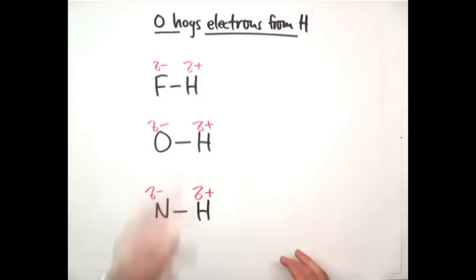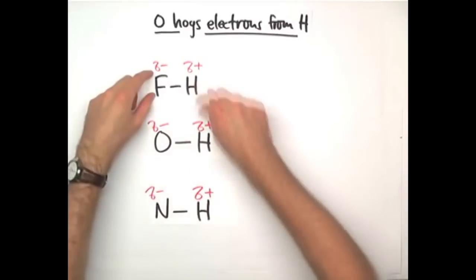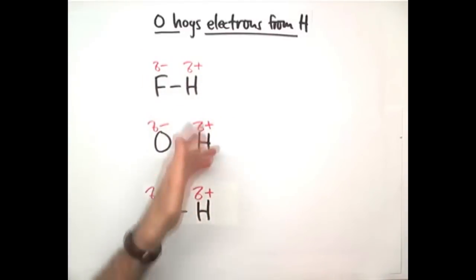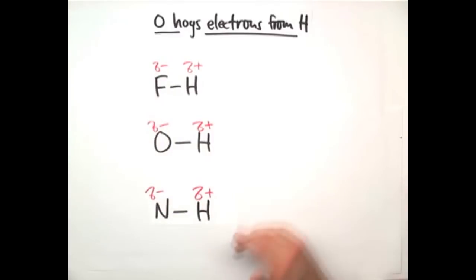So there are three atoms that can participate in hydrogen bonding besides hydrogen, and they are F, O, and N. If a hydrogen is bonded to an F, an O, or an N, that hydrogen can form a hydrogen bond. You can remember it because it spells phone. I mean, not spelled correctly, but it's like F-O-N, phone.